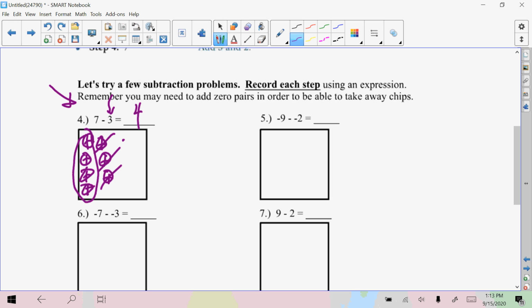But how about this next one? Here we have to be able to take away some negatives. So let's start with 9 negatives. There's 9 negatives right there. And from those 9 negatives, we have to take away 2 of those negatives. So let's just go ahead and do that. Let's just cross out 2 of those. And we can see that we are left with 7 negatives.